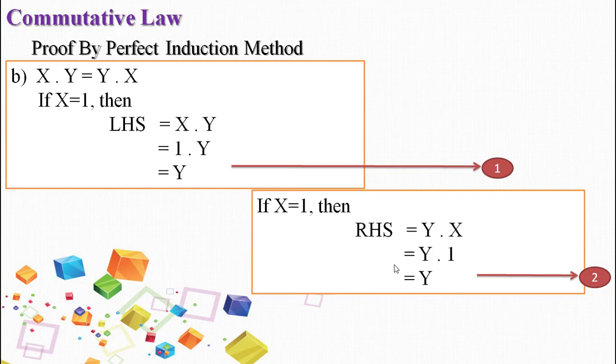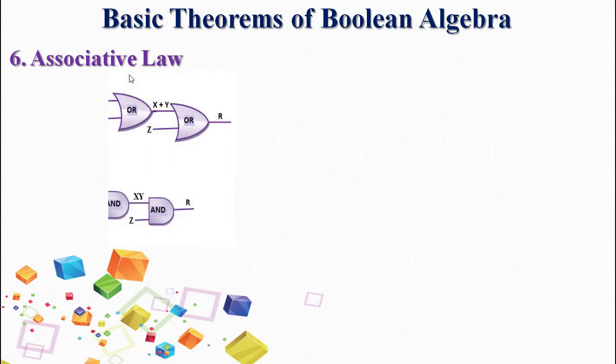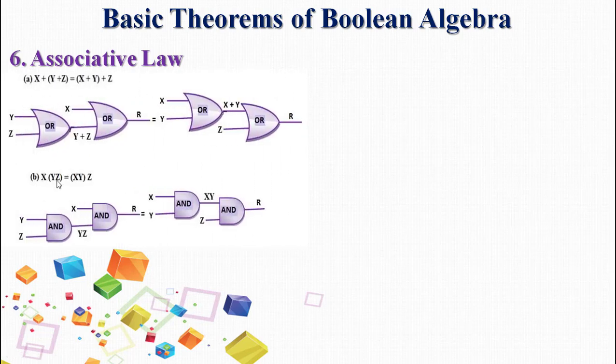So from 1, 2, 3 and 4, the proof by perfect induction method satisfies x into y is equal to y into x. Moving to the next law, that is the associative law. The associative law is for addition as well as multiplication, just as we had the commutative law. The associative law states that x plus (y plus z) can also be written as (x plus y) plus z.